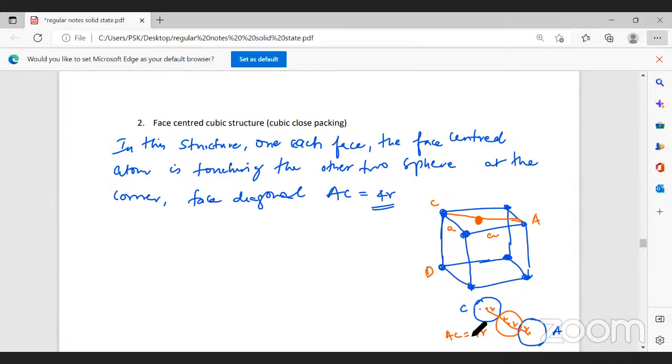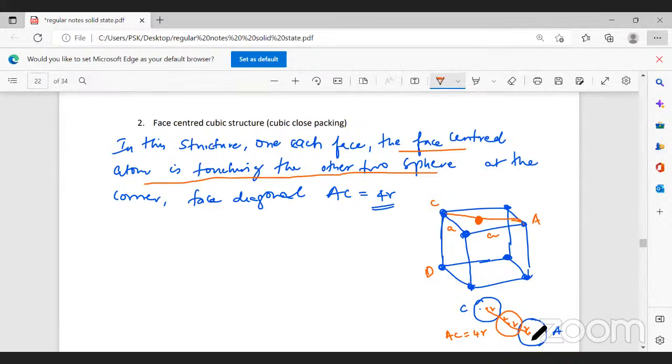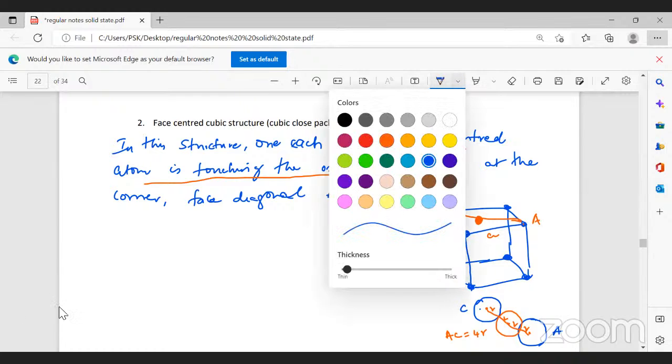You followed or not? Yes, sir. Now, as per the observation here, these particles are not touching each other, it is not so. They are touching each other. That's what it says. The face-centered atom is touching the other two spheres at the corner. This face-centered atom is touching A and C. Therefore, AC is marked as what? 4r. Clear?